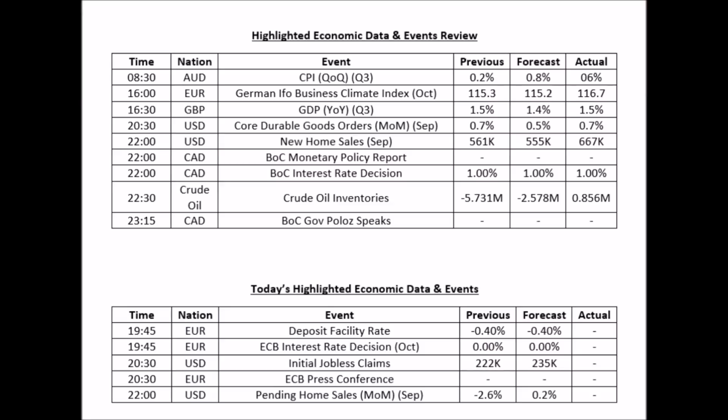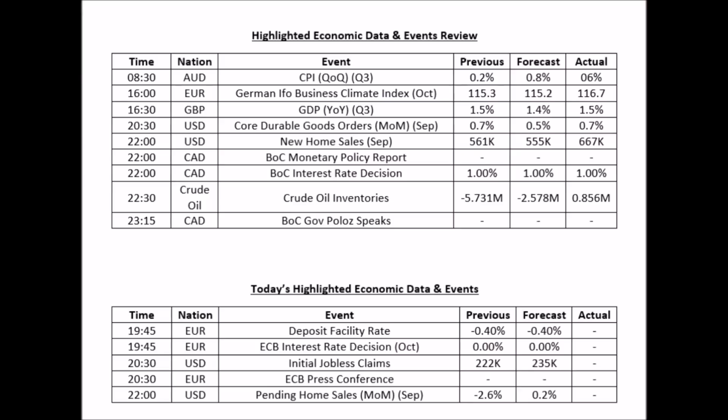Now we're going to review the highlighted economic data released on Wednesday, which is overnight, as well as today's focused economic data and events. On Wednesday, Australia released its consumer price index for the third quarter, which is referred to as inflation. It showed a result of 0.6%, slightly disappointing when compared to the forecast of 0.8%. During European trading hours, Germany released its IFO Business Climate Index for October, which showed 116.7, higher than expectations.